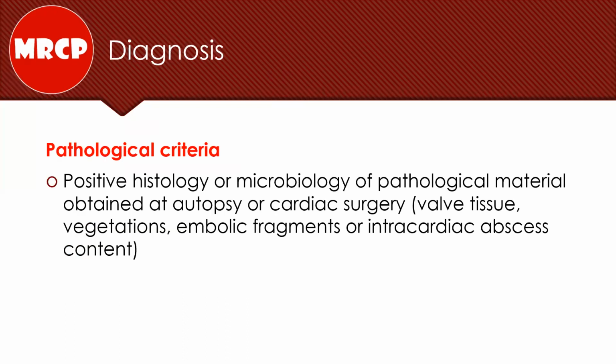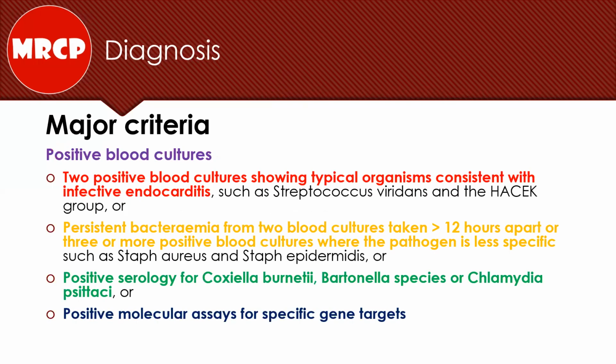So what about the pathological criteria? Pathological criteria describe a positive histology or microbiology of pathological material obtained at autopsy or cardiac surgery from a valve, vegetation, embolic fragment, or intracardiac abscess. So this is a direct visualization of the vegetations and the causative organism. This is the pathological criteria.